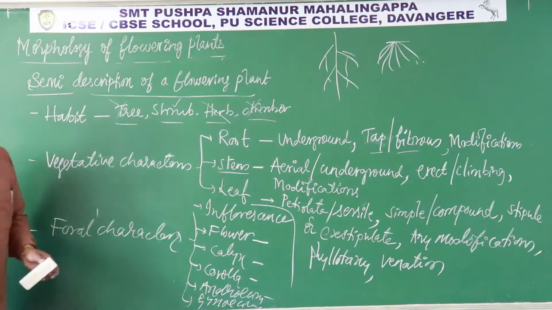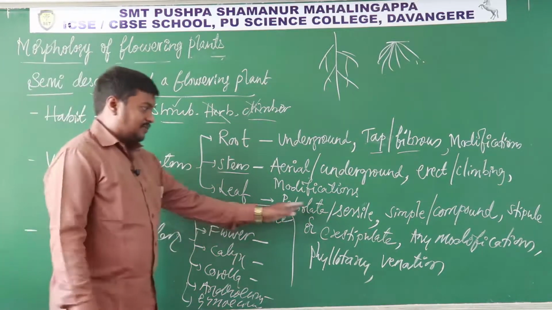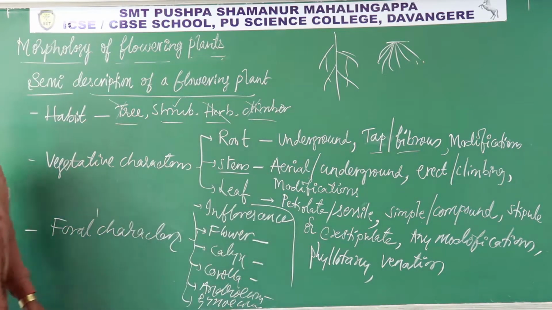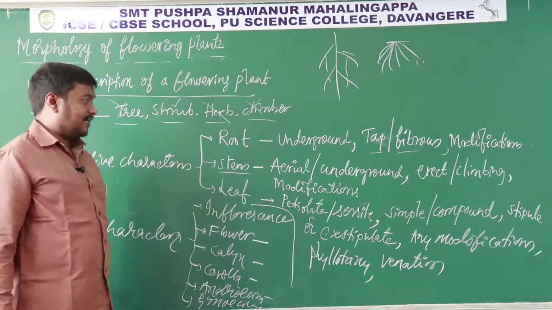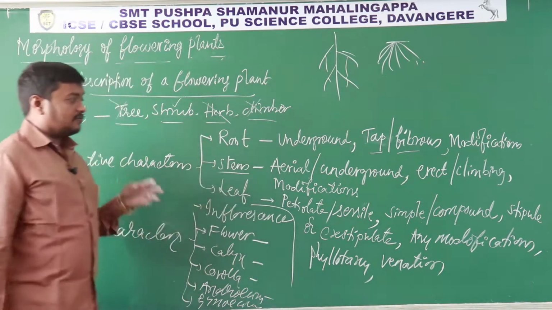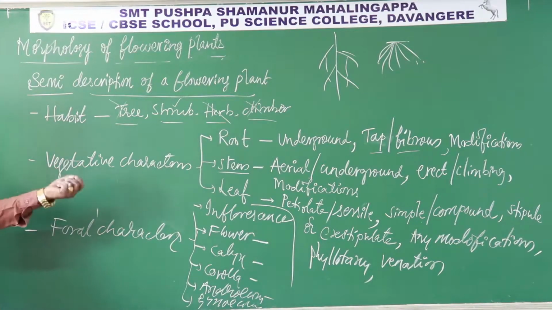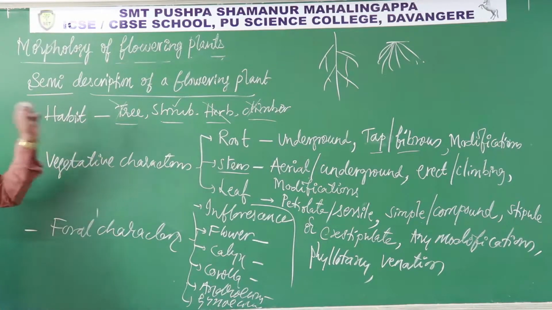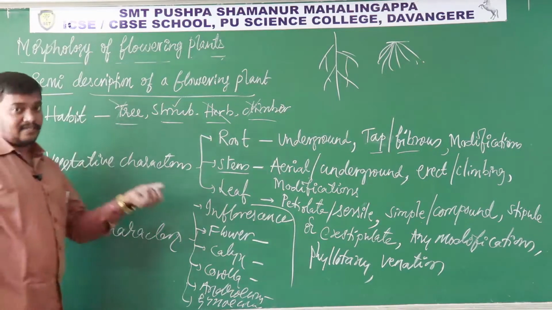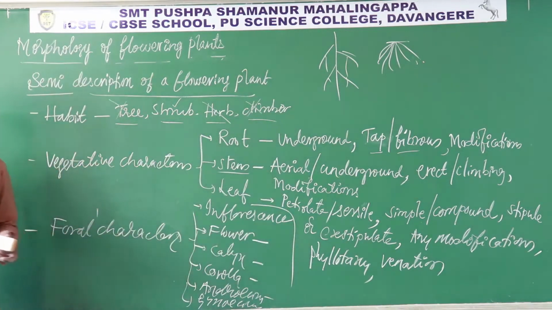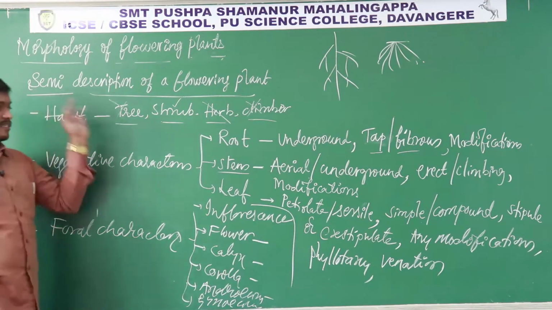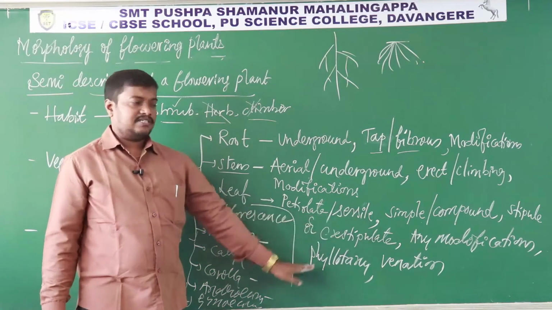Of course, not only this many characters; you can write numerous characters there. Since it is a semi description, you are going to write only simple characters. For leaf alone you can write more than 10 to 20 characters. What is the color, what is the texture, what is the margin, what is the tip, what is the base, like the different characters you can write for the complete description. Since it is a semi description, this much is enough.